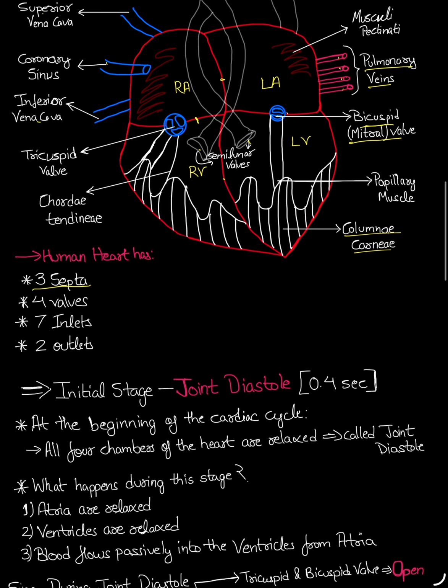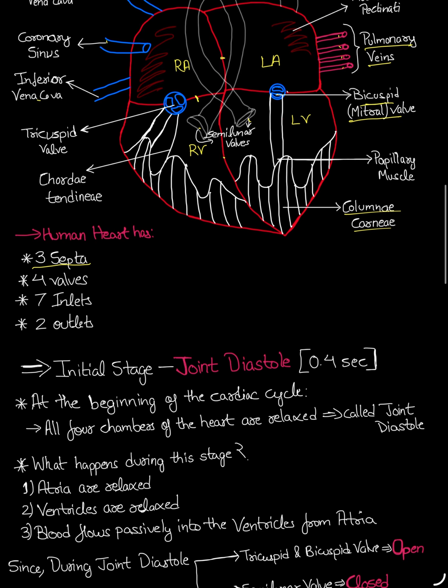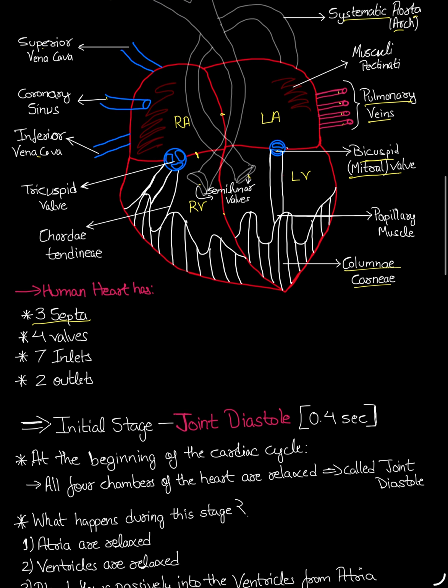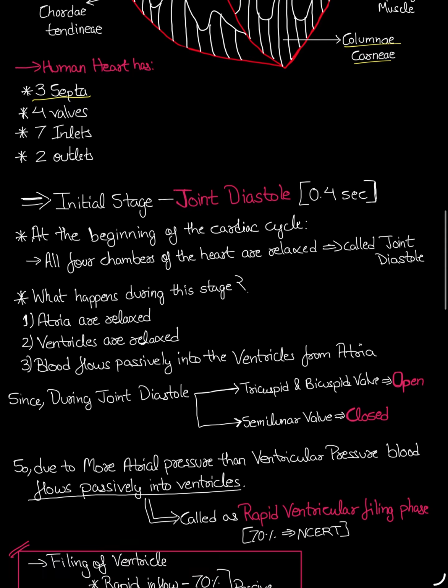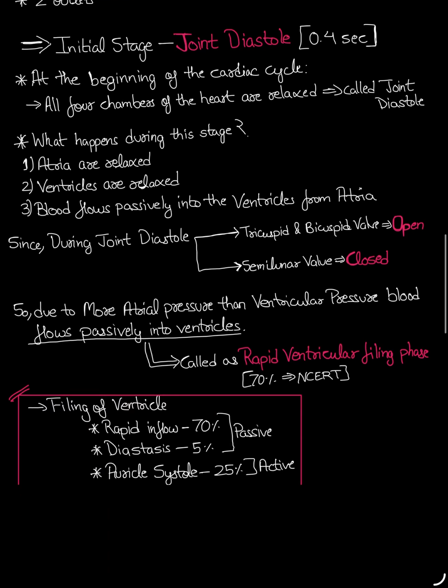So this is all about the normal diagram representation of this heart. Musculi pectinati is the inner musculature of the atrium, more in the right atrium. Okay, so let's go for the cardiac cycle explanation.